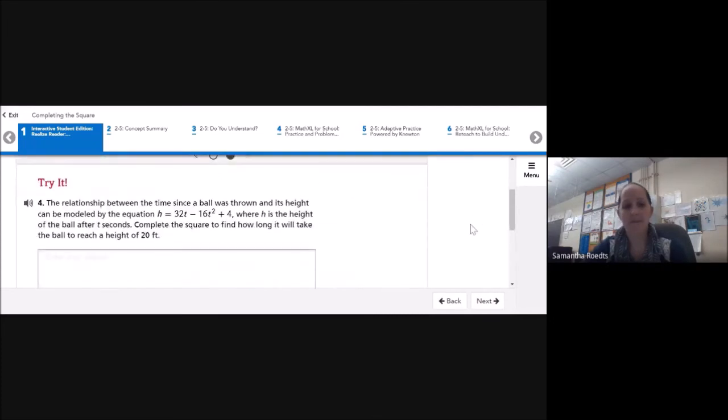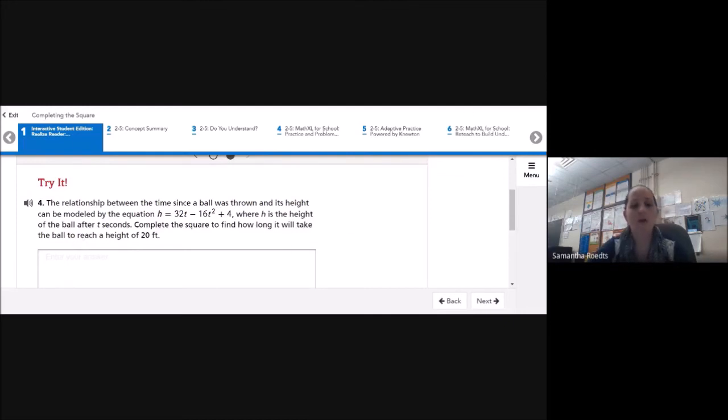All right, so let's try it. The relationship between the time since a ball was thrown and its height can be modeled by the equation h equals 32t minus 16t squared plus 4, where h is the height of the ball after t seconds. Complete the square to find how long it will take the ball to reach a height of 20 feet.